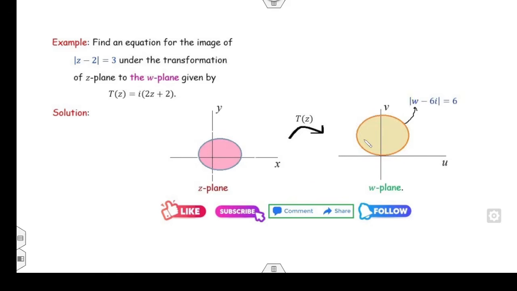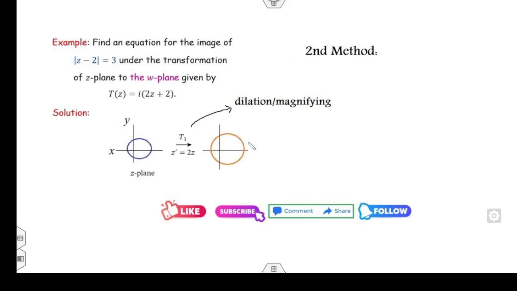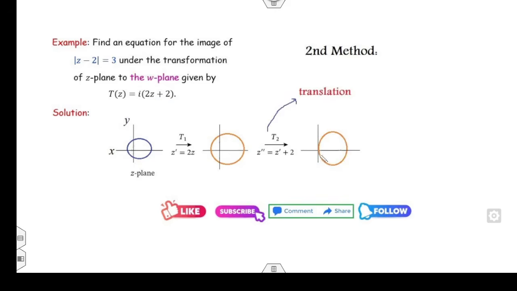There is one more method. You can draw it graphically. This is the equation of z, the equation of a circle. Now find 2z. How can you find 2z? That means the circle is magnifying. Now you can add 2. What is the meaning of adding 2? That means they are moving 2 units forward.